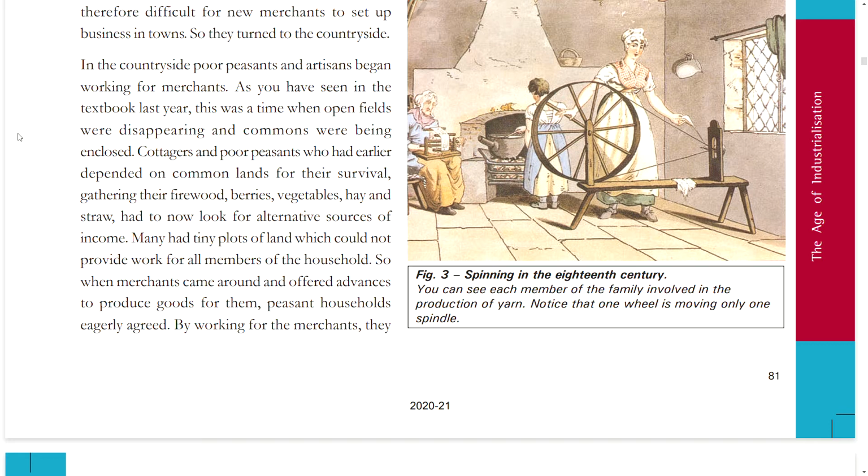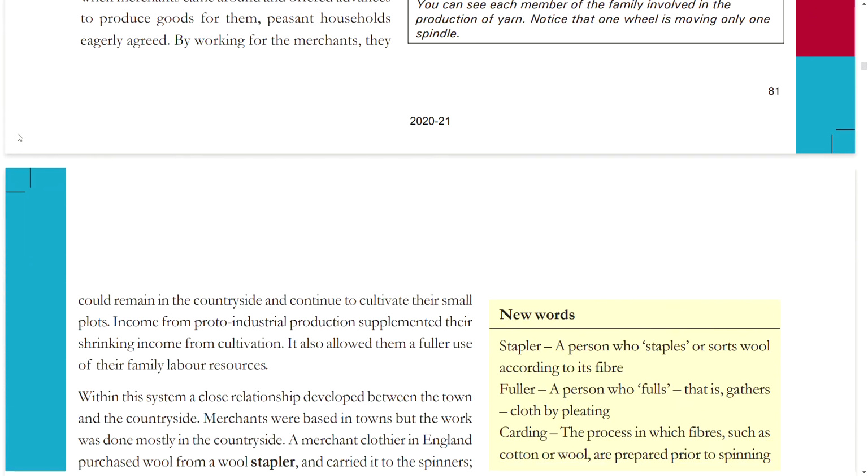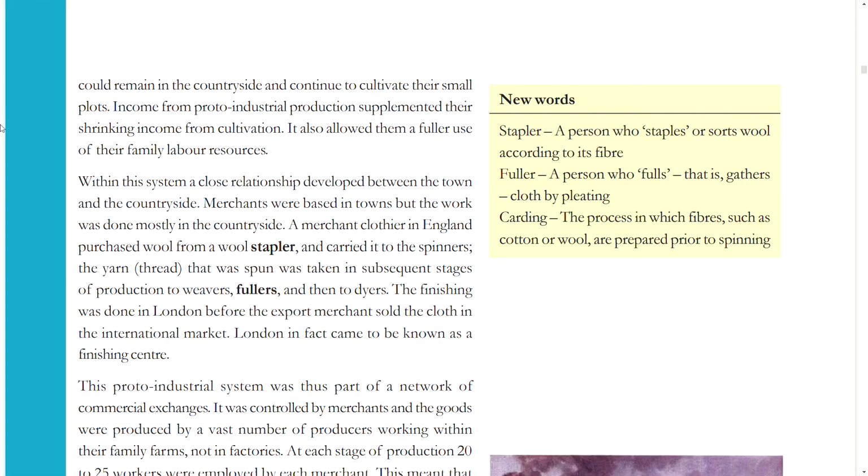By working for the merchants, they could remain in the countryside and continue to cultivate their small plots. Income from proto-industrial production supplemented their shrinking income from cultivation. It allowed them a fuller use of their family labor resources.